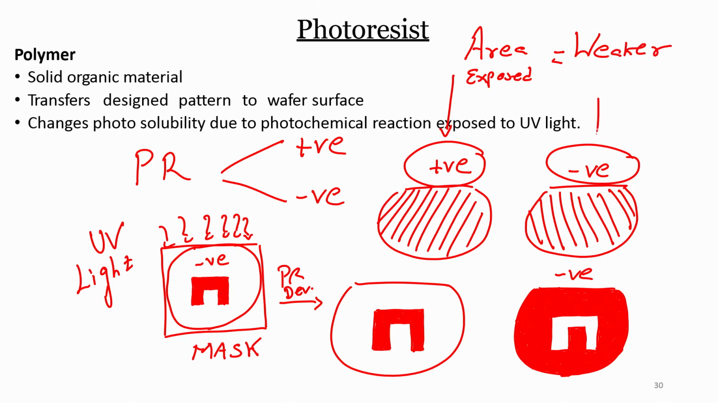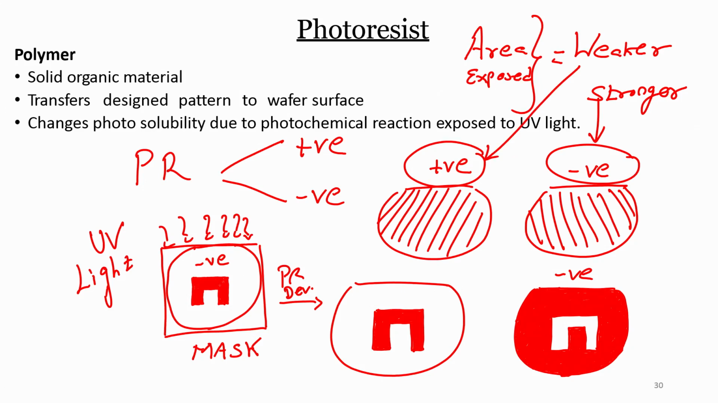In case of negative photoresist, it becomes stronger. Which one? The area exposed. Okay. In case of positive photoresist, it becomes weaker. In case of negative photoresist, it becomes stronger.